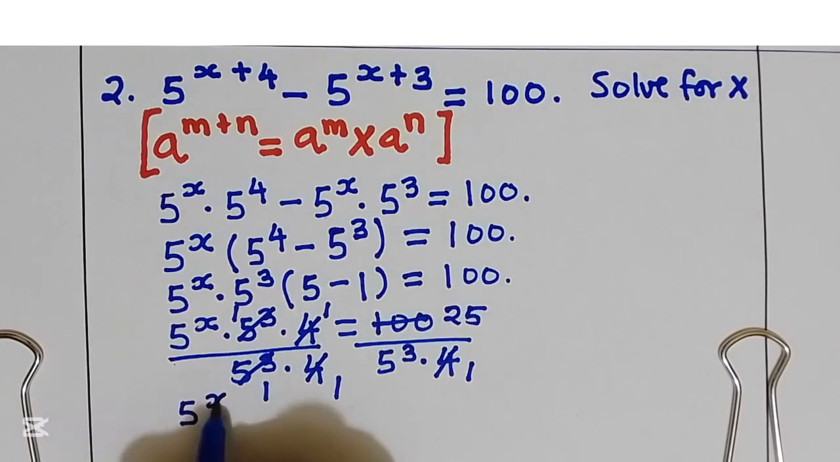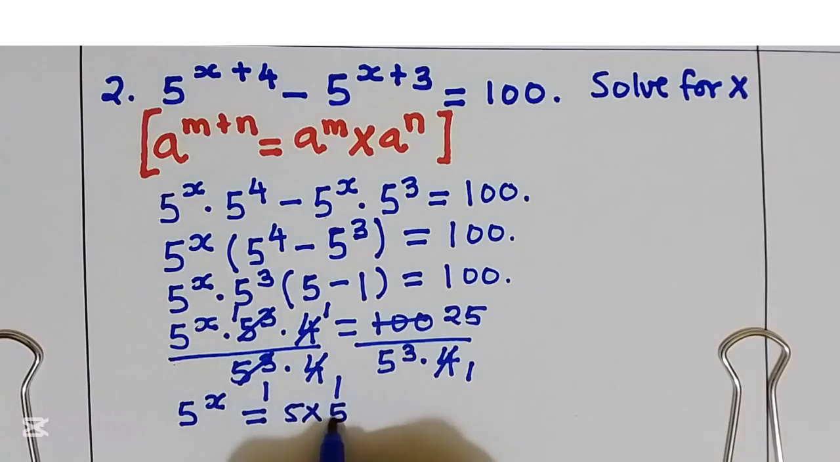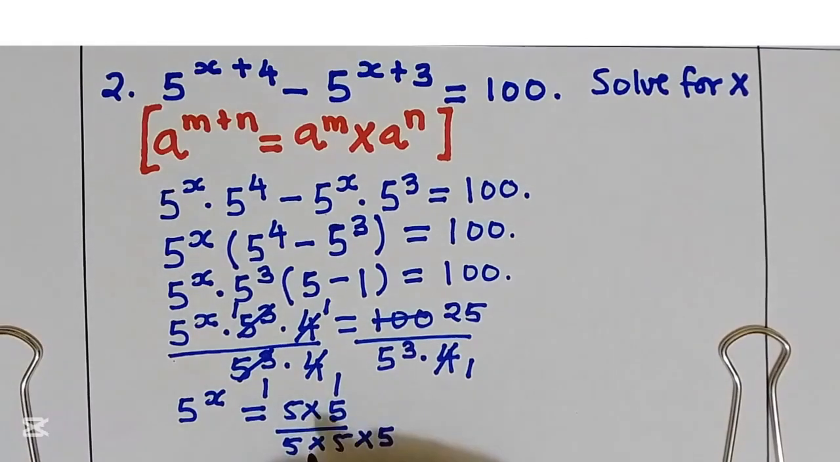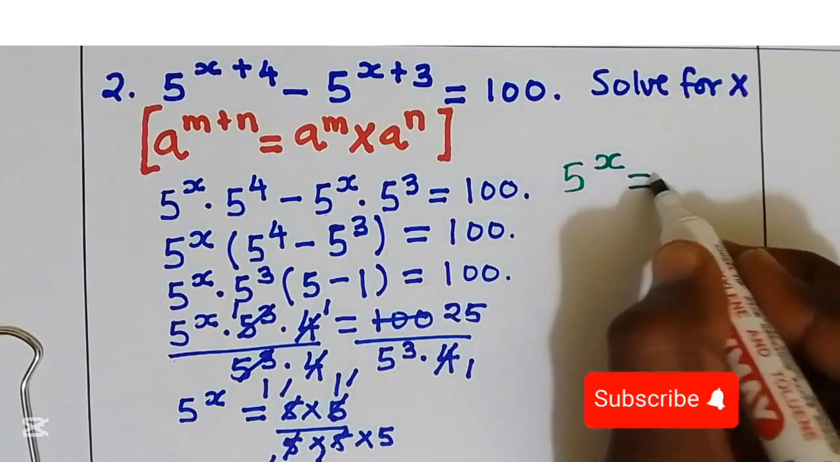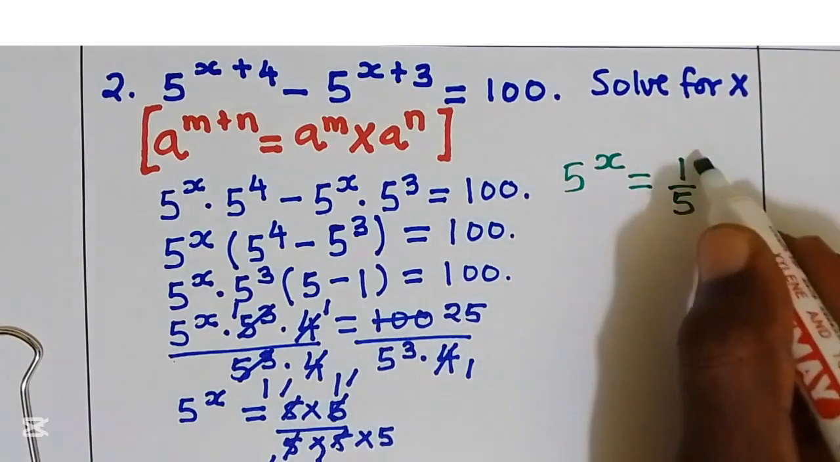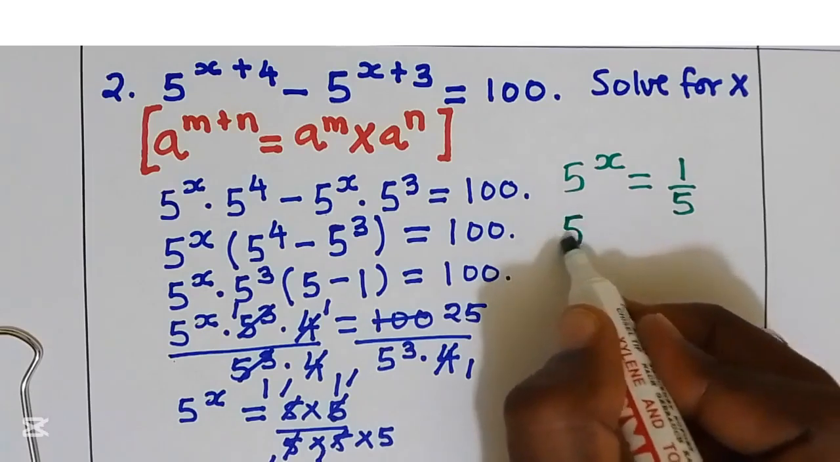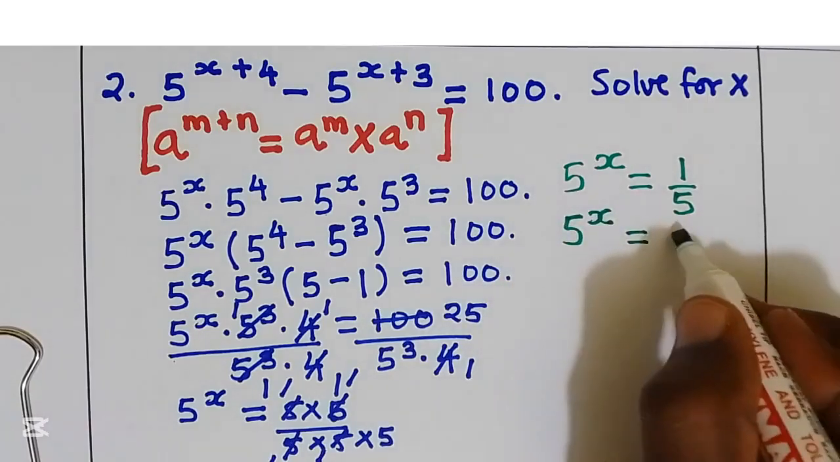5 power x is equal to 25 over 5 power 3, which is the same as 5 multiplied by 5 over 5 multiplied by 5 multiplied by 5. We can simplify here. By 5, 1, by 5, 1, by 5, I get 1. So I remain with only 1 in the denominator. Now, 5 power x is equal to 1 over 5. I'm going to reciprocate 1 over 5. I'll get 5 power x equal to 5 power negative 1.